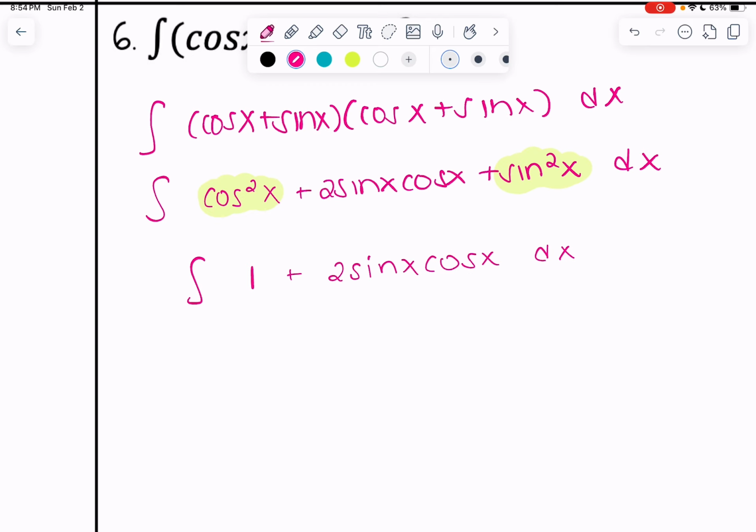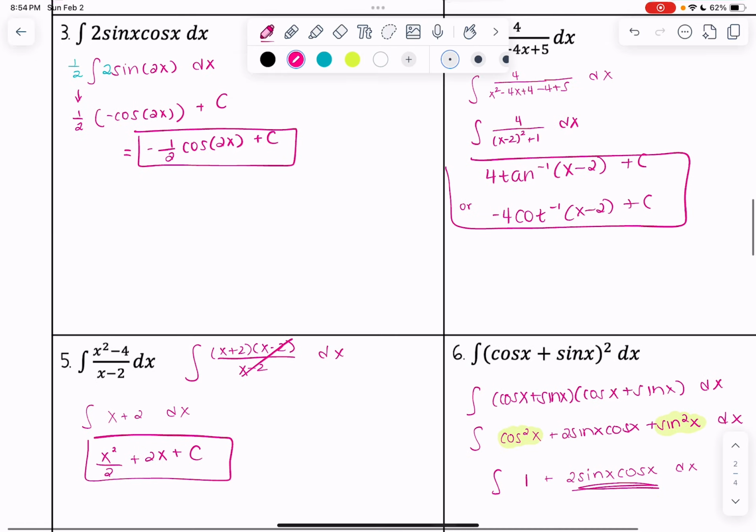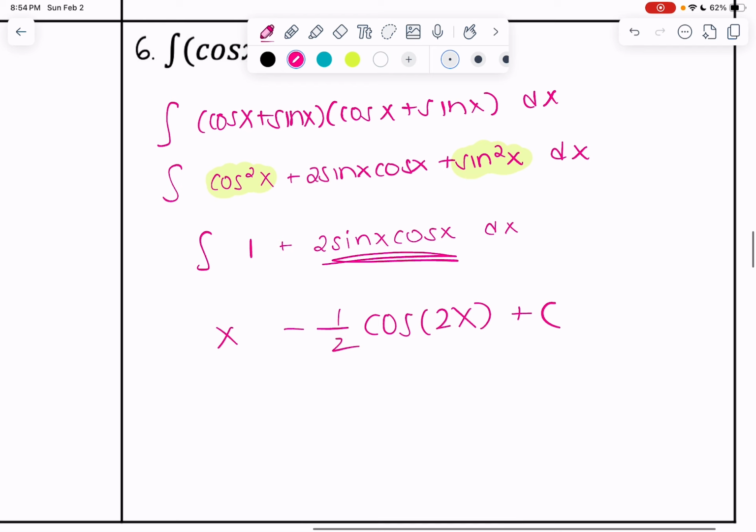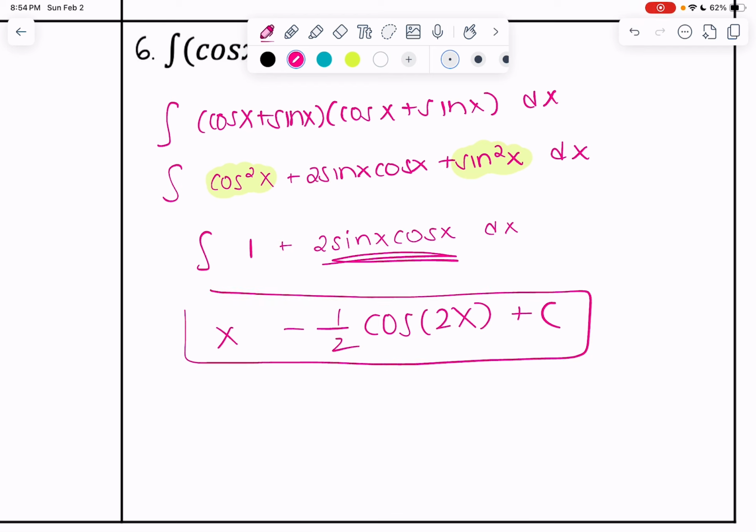And then I start to realize something, and this is just coincidence in terms of this worksheet and this video, but we're going to have to integrate 2 sine x cosine x, which we already did on number 3. If we look in the top left corner of the screen here, we integrated that. So I already know what that's going to be. My answer is going to be x minus 1/2 cosine 2x plus c. Now, of course, if number 3 did not exist here, we would have to repeat all of those steps: rewrite 2 sine x cosine x as sine 2x using the double angle formula, and then integrate from there.